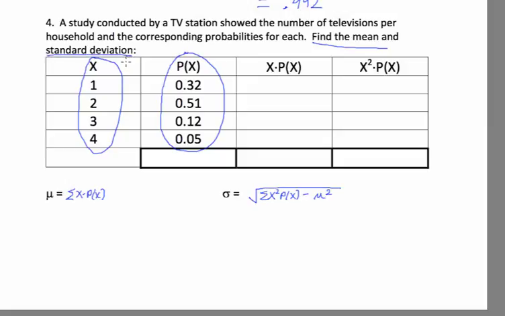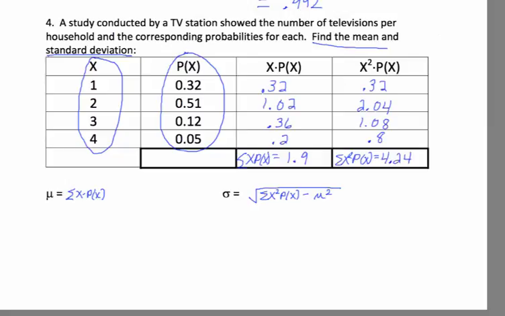So I go to my formula sheet, I find chapter 5, and I look for probability distribution. What's the mean of a probability distribution? And I write down the formula. Standard deviation of a probability distribution, and I write down the formula. So I need to fill these out so that I can find the sum of the XPX column and the sum of the X squared PX column. So I'll fill these numbers in now.